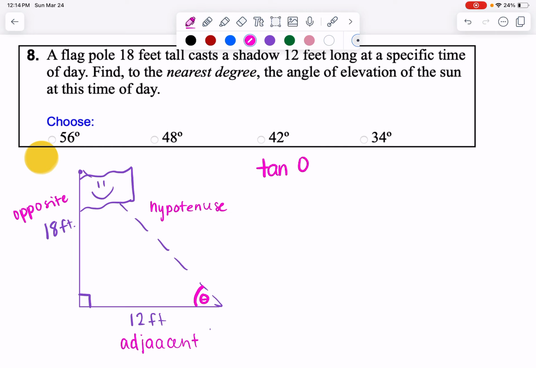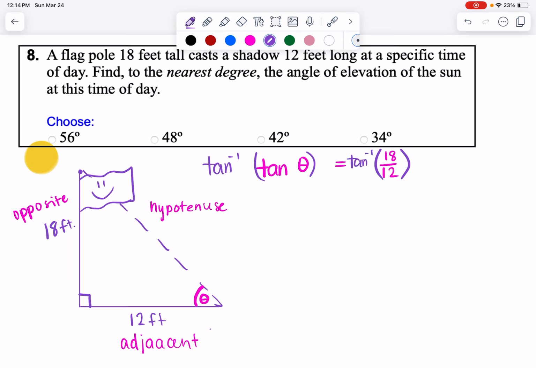So I'm going to set up tangent of theta is equal to our opposite side over our adjacent side. Now, obviously at this point, I am trying to solve for theta. So in order to undo something, whether it be a function or an operation, we always use the inverse of that. So like the inverse of plus is minus, the inverse of divide is multiply, the inverse of a square is a square root. See, the inverse of tangent is tangent inverse.